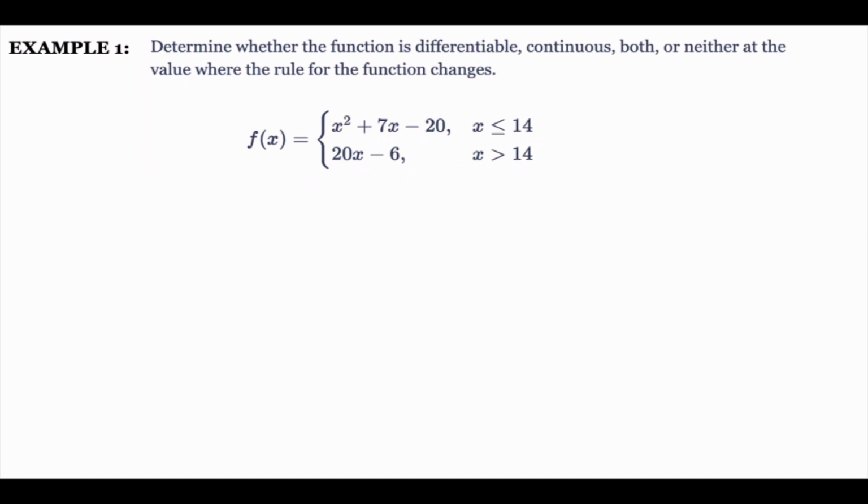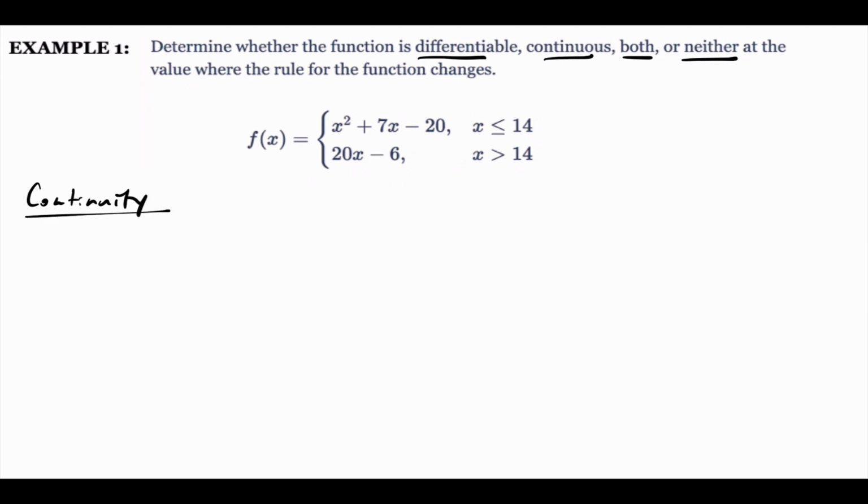Determine whether the function is differentiable, continuous, both, or neither. So we have four options: differentiable, continuous, both, neither. Okay, so we have to show why it is or isn't. It doesn't matter which one you start with. You can start with differentiable, you can start with continuous. I'll start with continuous, checking continuity, because we've done that before. So I'm going to check continuity for this guy here.